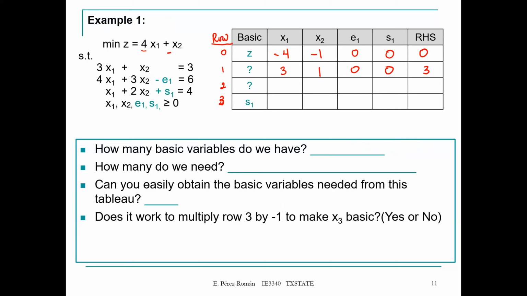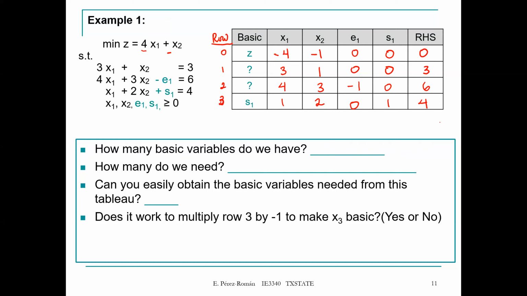Then for the second row, we have 4, 3, minus 1, 0, and 6. And then 1, 2, 0, 1, 4.